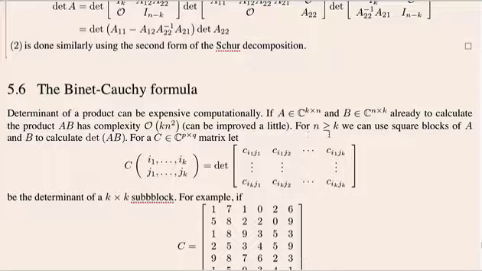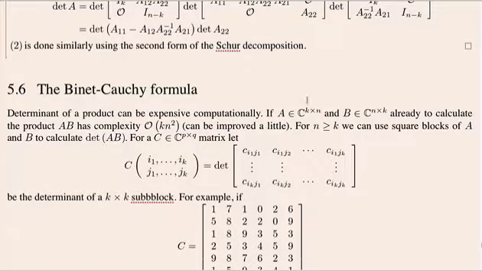So the idea is that for n greater than or equal to k, we can use square blocks of A and B to calculate the determinant of A times B. Also notice that the product rule for the determinant doesn't apply here because A and B are not necessarily square. So it wouldn't make sense to calculate the determinant of A or the determinant of B.